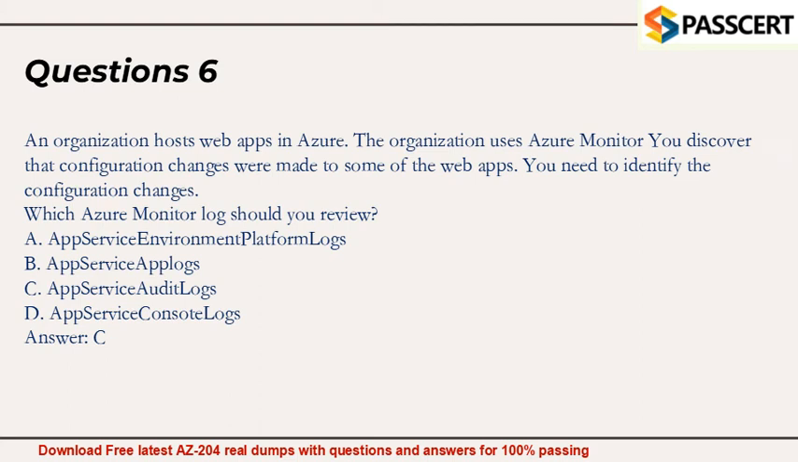Question 6. An organization hosts web apps in Azure. The organization uses Azure Monitor. You discover that configuration changes were made to some of the web apps. You need to identify the configuration changes. Which Azure Monitor log should you review? A. App Service Environment Platform Logs. B. App Service App Logs. C. App Service Audit Logs. D. App Service Console Logs. Answer: C.